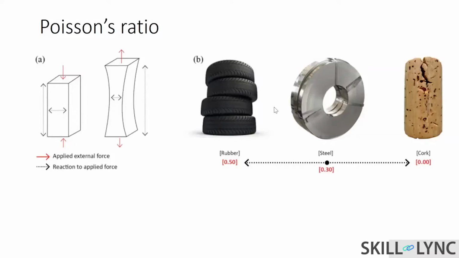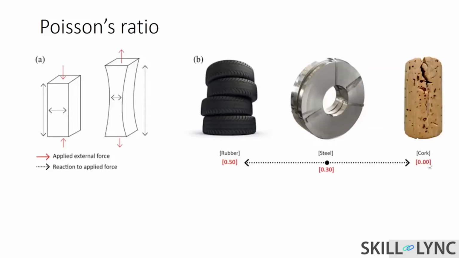Looking at the values, you can definitely say that the value for cork is 0 and for rubber is 0.5. It signifies how the material can expand or stretch. When you look at cork, even if you give any loading, it's not going to stretch out, but it's the total opposite for rubber. When you give some loading, it's going to stretch out. That is why Poisson's ratio is always in the range of 0 to 0.5. This is the maximum value you would see for a Poisson's ratio.